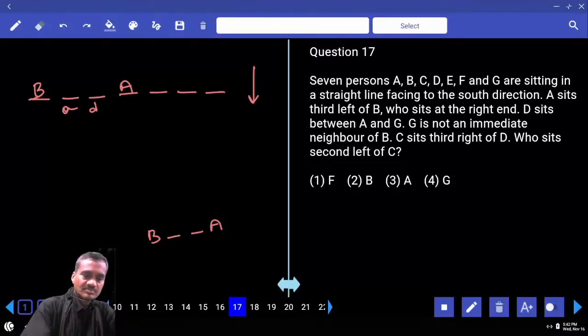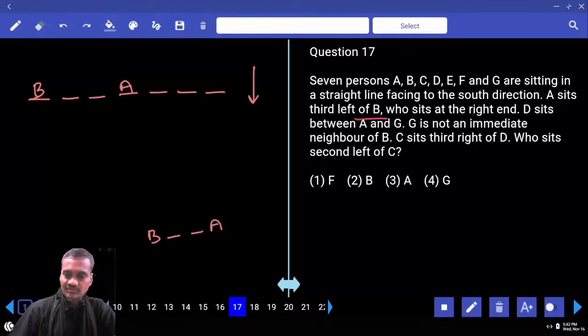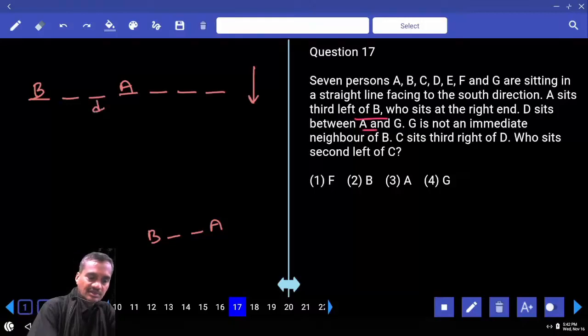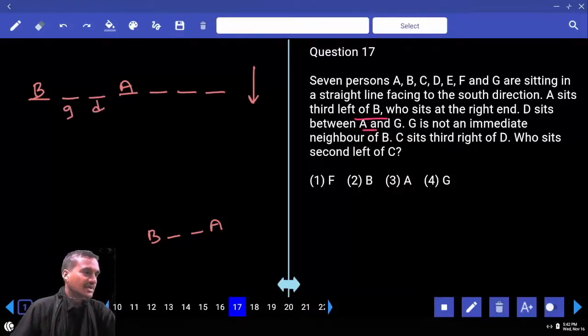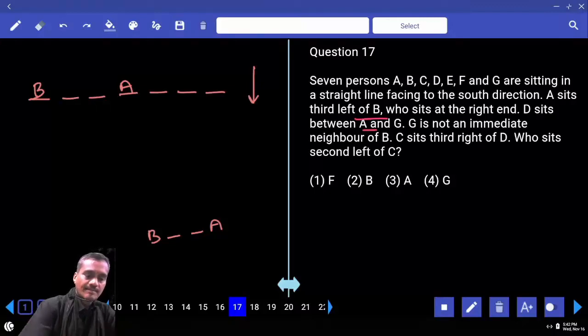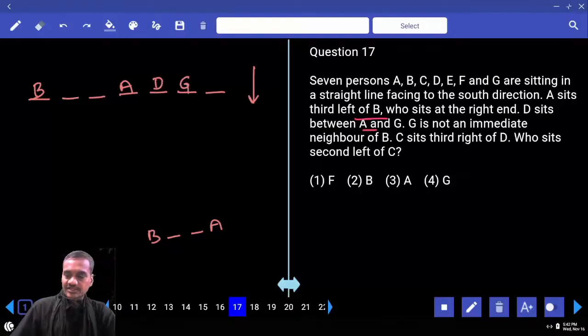Or no, now A is to the left of B, and D sits in between A and G. D is in between A and G. And G is not an immediate neighbor of B, and this case is not possible. As it is not possible, then what is the next case we have? And D is here, G is here. D is in between A and G. C sits to the right of D. 1, 2, 3, C is at this place. C sits to the right of D.